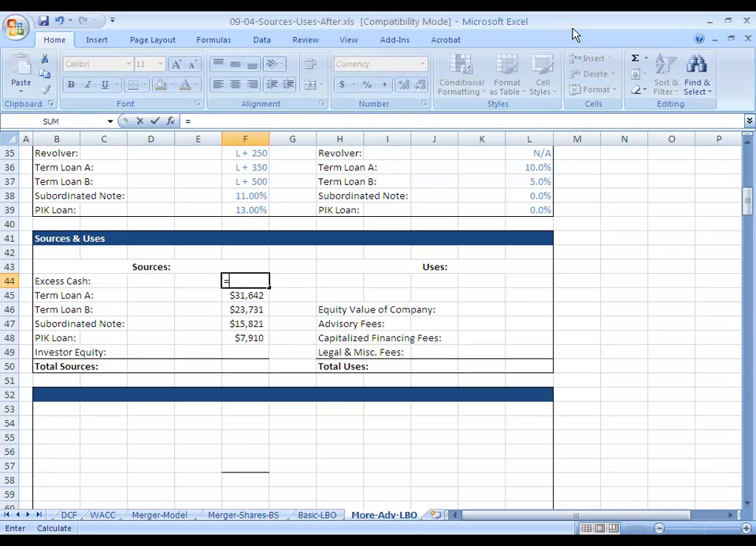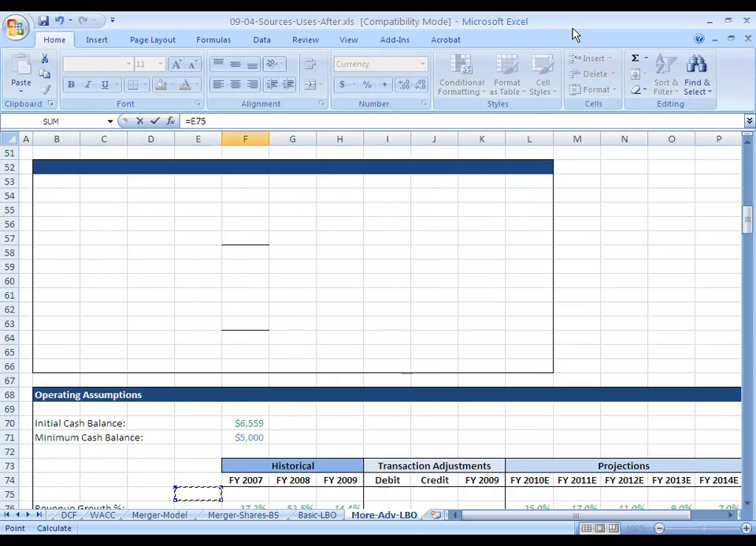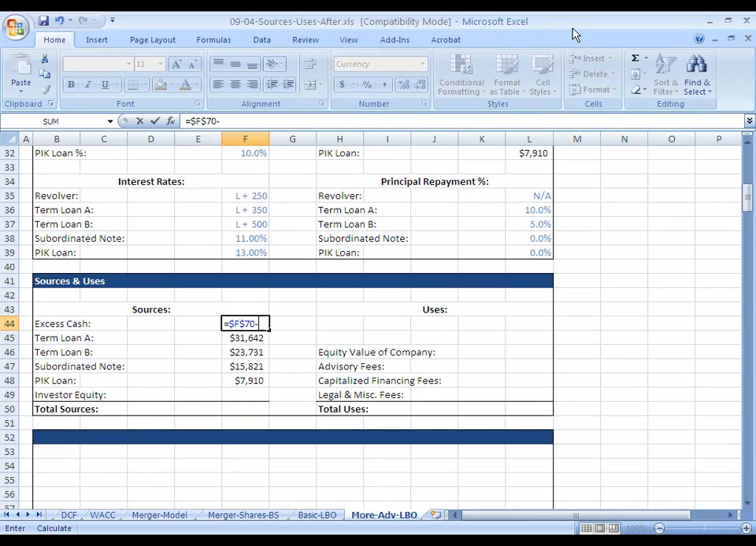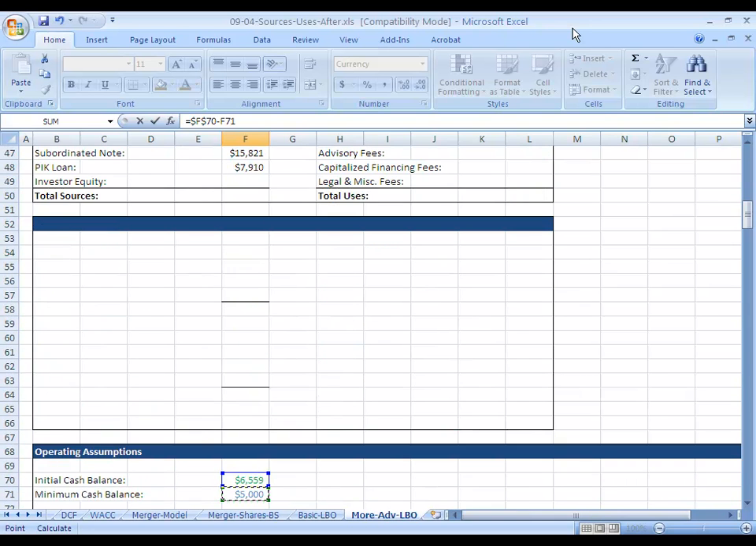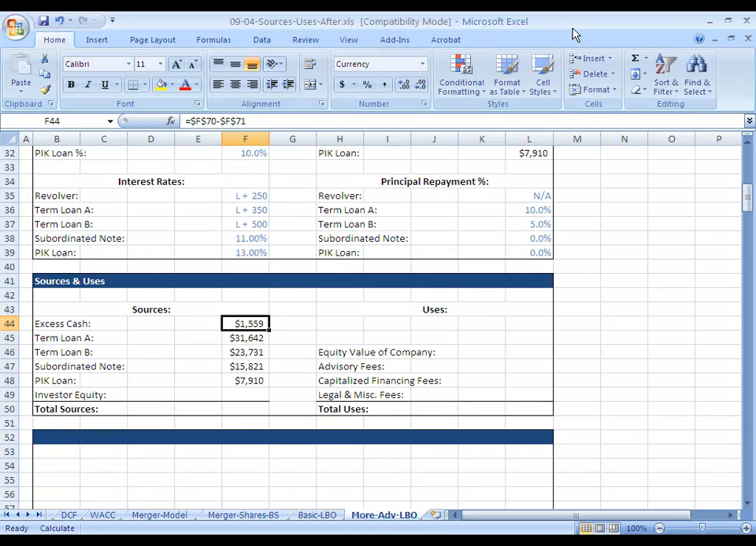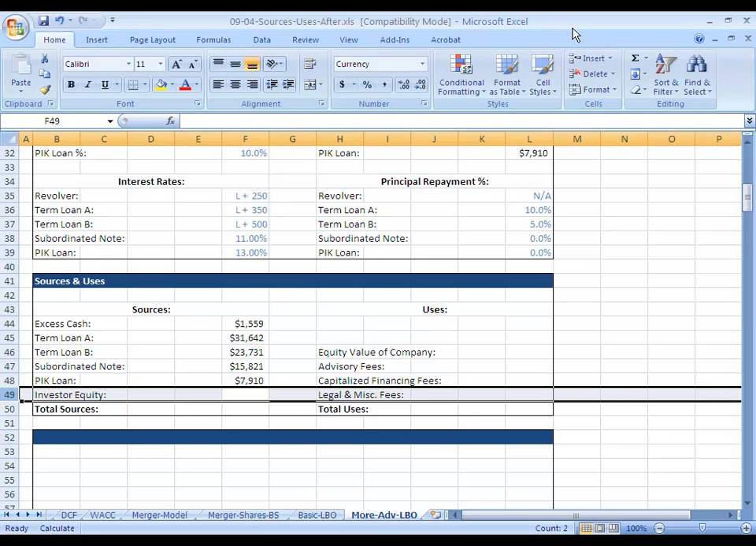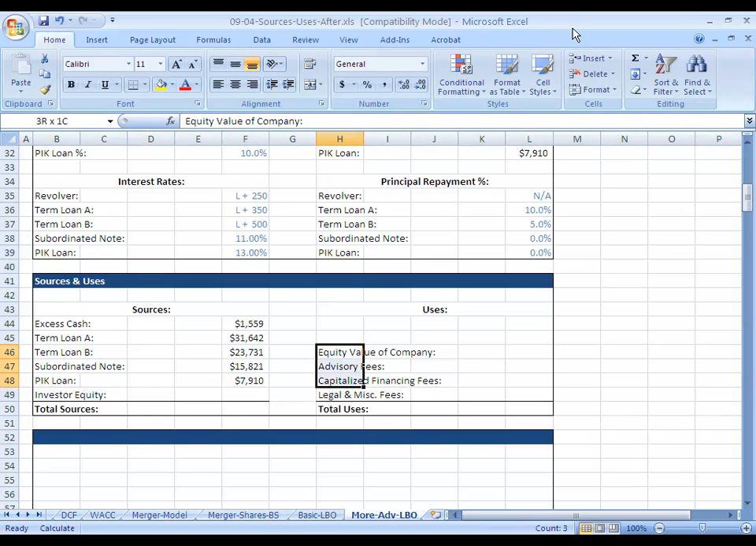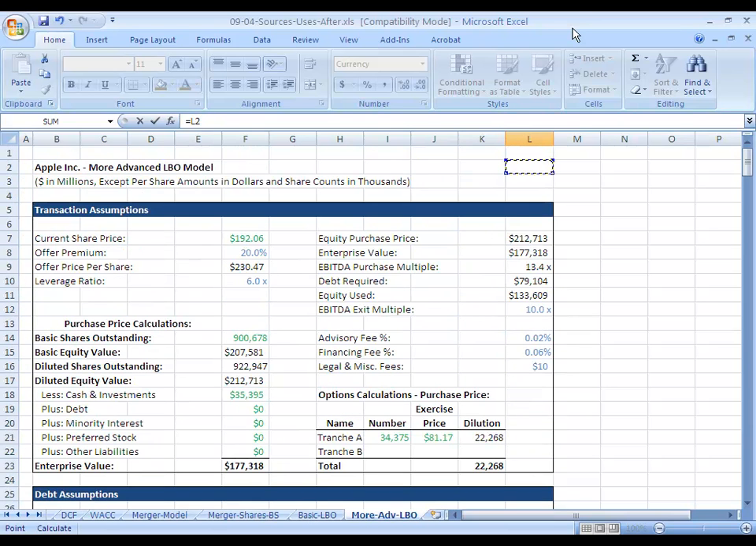So for this number, I'm just going to go down to our operating assumptions, take the initial cash balance, anchor that, and then subtract the minimum cash balance. So we have that. Now for the equity value of the company, remember that investor equity we'll leave blank and come back to later on because this is going to depend on what our uses side of the schedule looks like. So for the equity value of the company, we're going to go up to the top under transaction assumptions, and we're going to go to the equity purchase price right there.